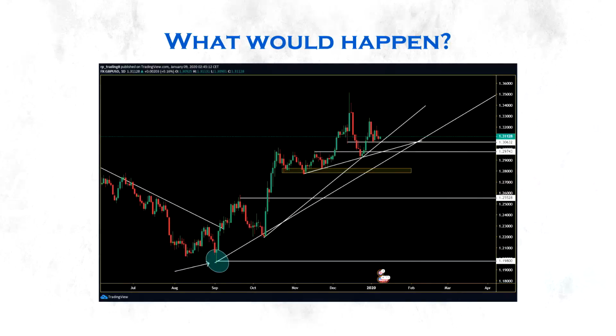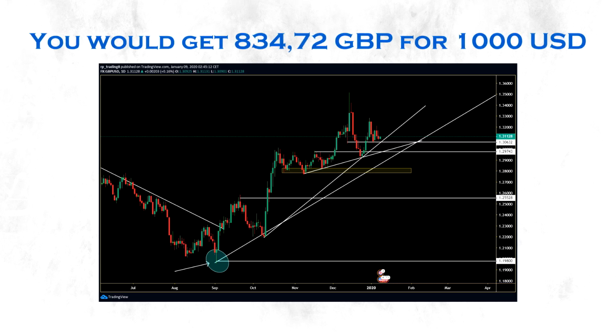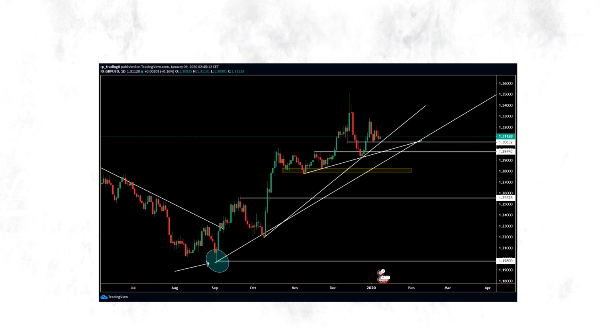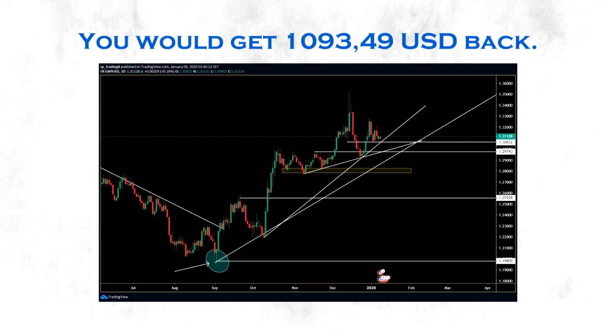But what would happen if you had exchanged $1,000 into Great British Pounds on the 2nd September this year at an exchange rate of around 1.198? You would get around 834 Great British Pounds for your $1,000. And if you had held that amount until today, you could exchange it at an exchange rate of 1.31, which means you would get around $1,093 back. So you would have made a nice profit of around $93.